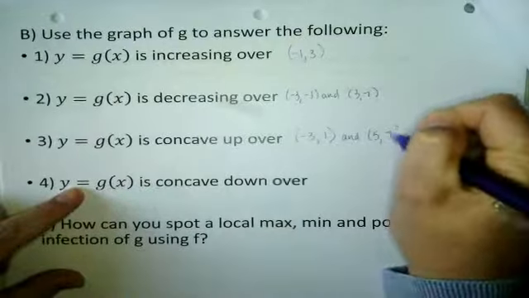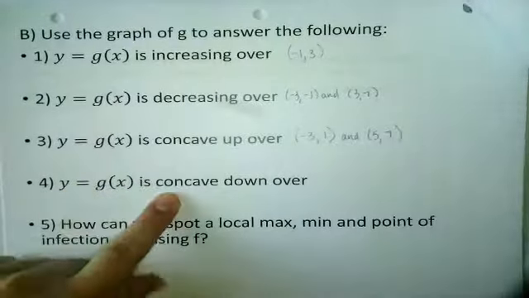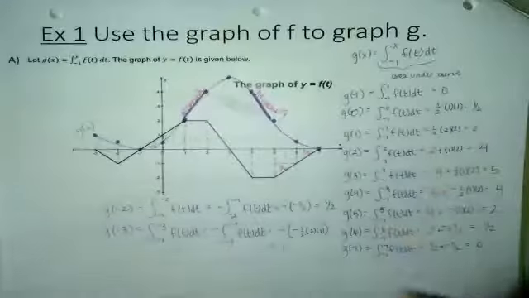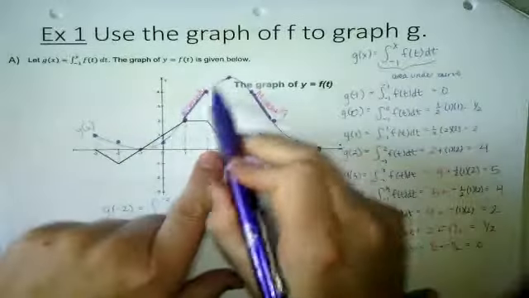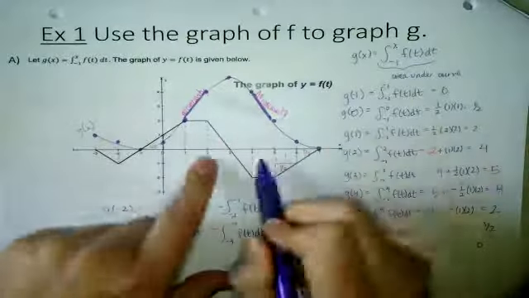Where is g of x concave down? So where are we concave down? This little section right here is a little concave down section from 2 to 4.